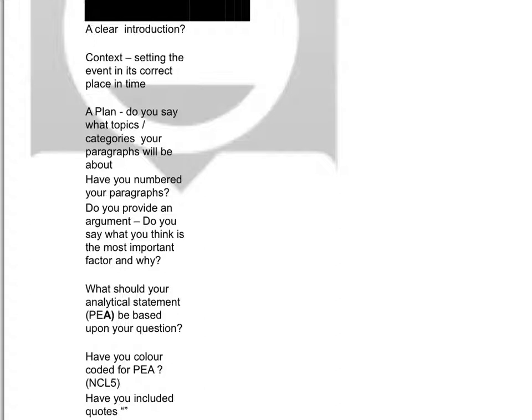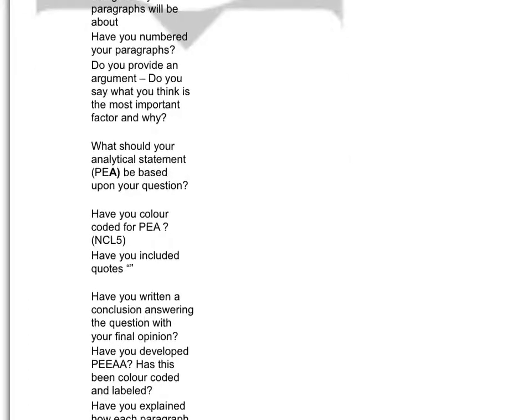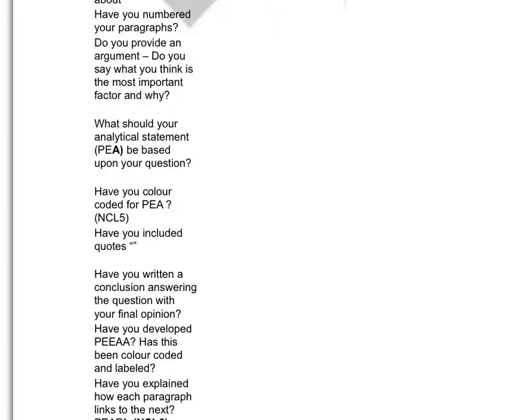Do you say, after the context and the plan, what you will be arguing for? So, for example, William won the Battle of Hastings because. I will be arguing that William won the Battle of Hastings because. Therefore, based upon the question, what is the analysis meant to look like at the end of each paragraph?